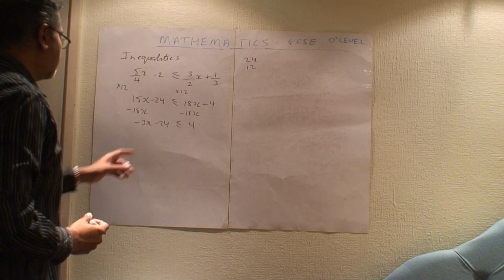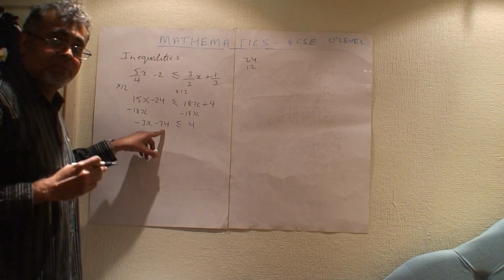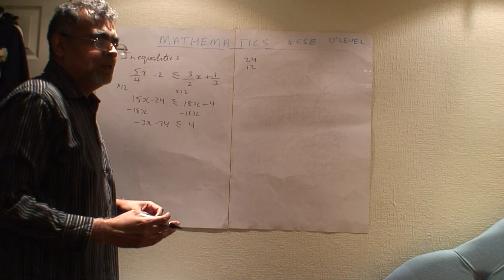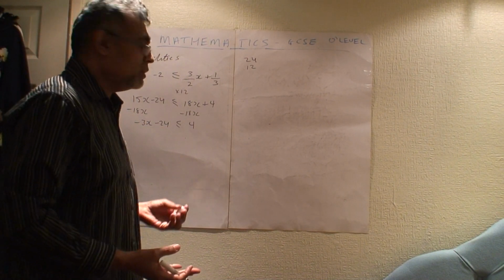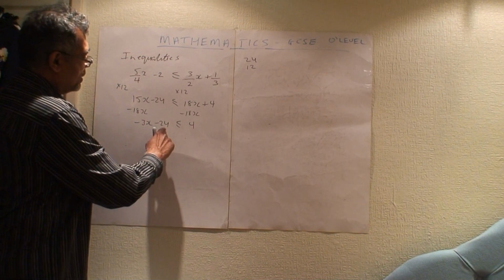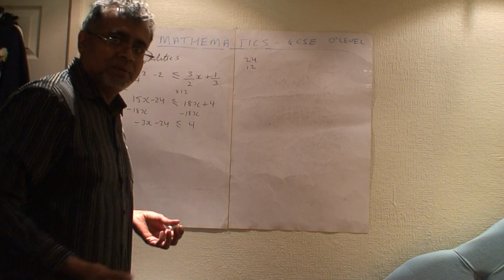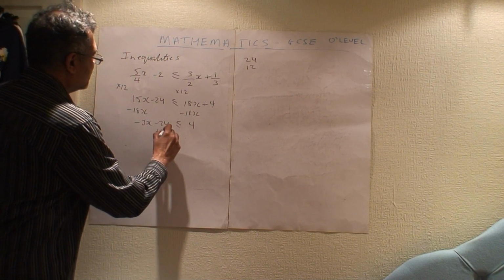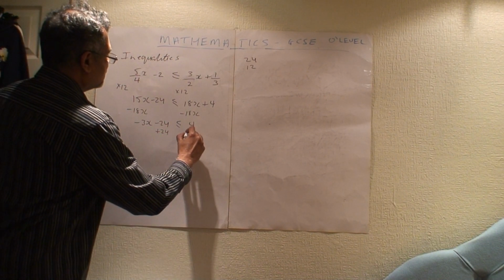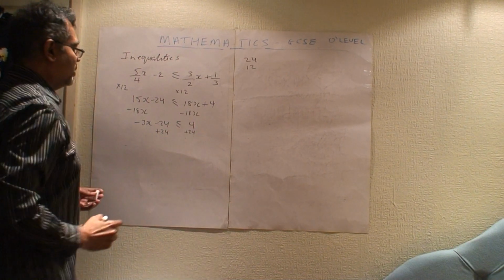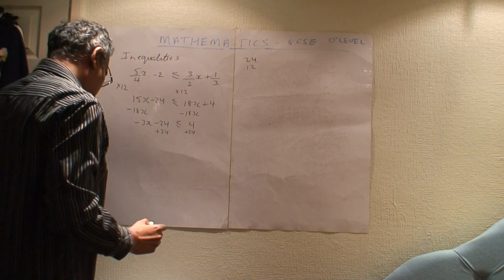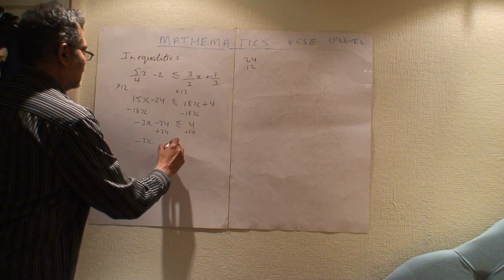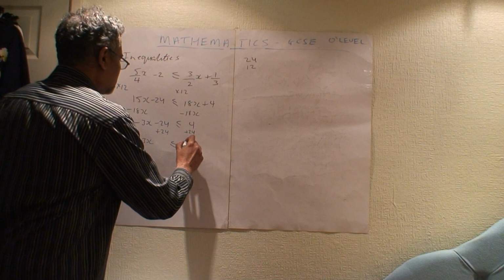Okay, so we see what's happening here. We have a 24 here and we want to get rid of it, but it's a minus 24. So we want to plus 24 so that it becomes 0. We plus the 24 here, and then we plus the 24 there as well. So we have minus 3x is less than or equal to 28.